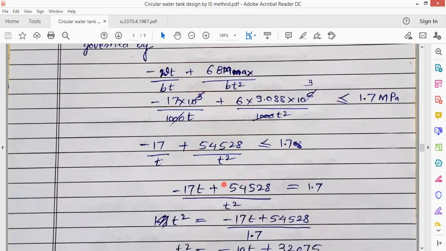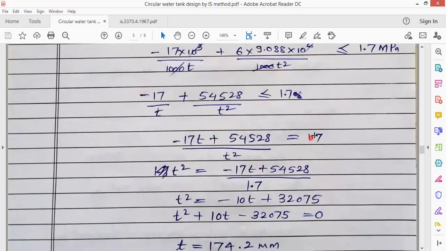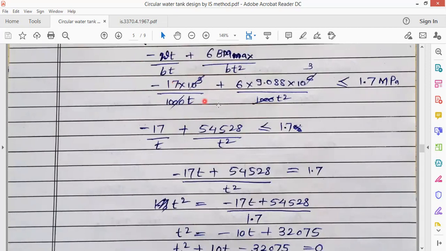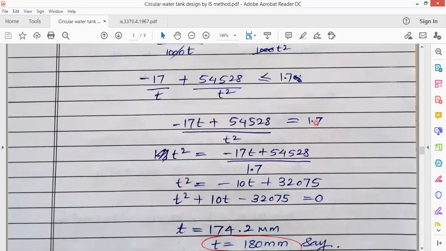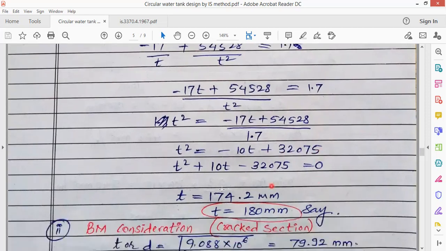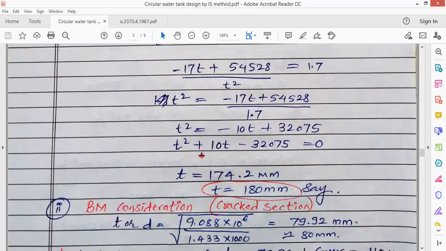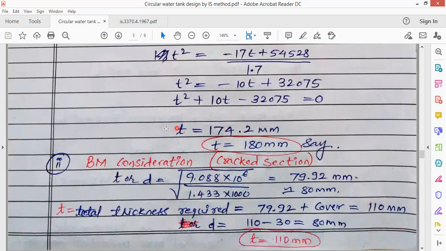So keep it as it is and rearrange the values. Here it is T square, so taking the LCM T square, it will be minus 17T plus 54,528 equal to 1.7. Then I will take T to this side and divide this term by 1.7. So this will be T square equal to minus 10T plus 32,075. So we have this quadratic equation here. On solving this equation, we will obtain T equal to 174.2 mm.